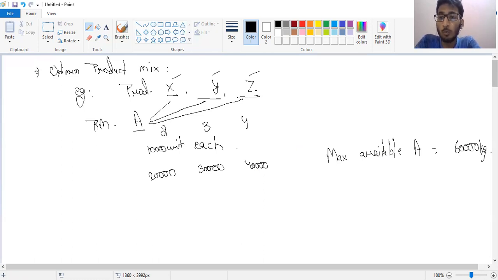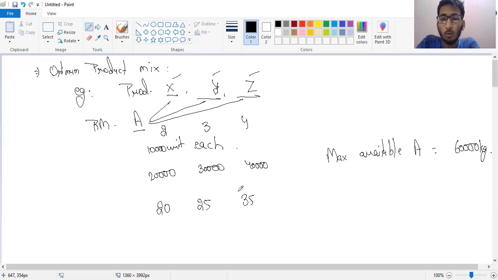Okay, so now what to do? What should be the best treatment for that? In this scenario, we need to check which product is best to make. Suppose I get a contribution of 20 rupees from X, 25 rupees from Y, and 35 rupees from Z. So this is the contribution which I'm getting.